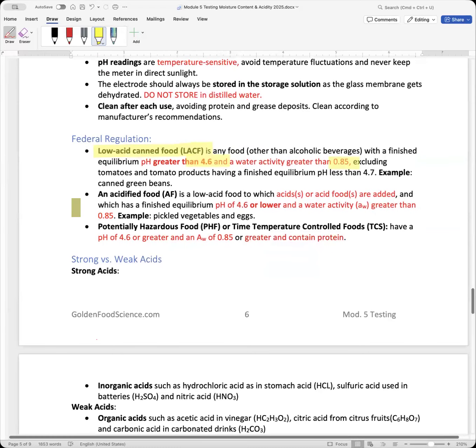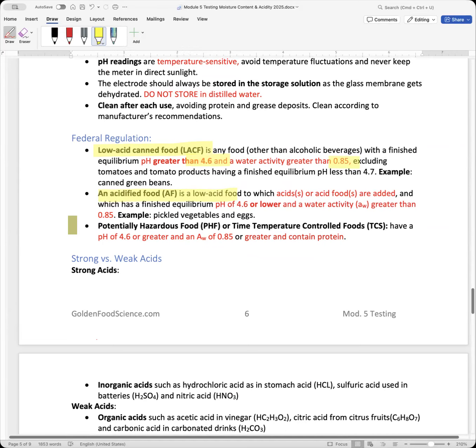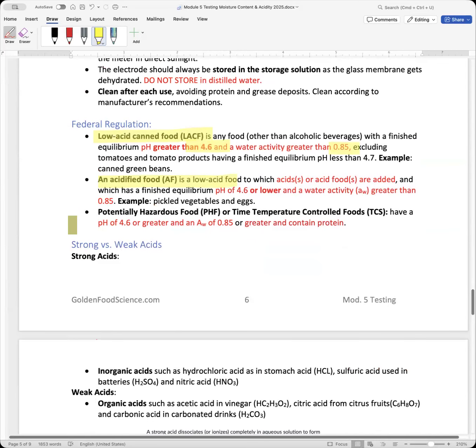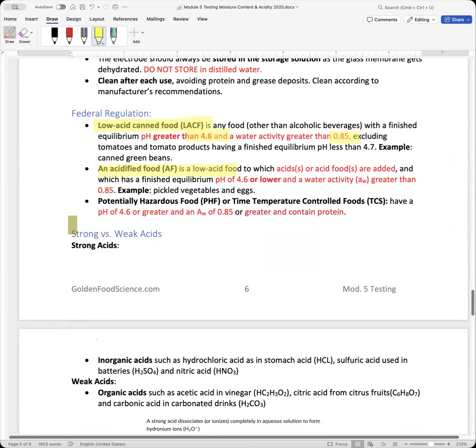An acidified food is a low acid food that has acid added, like pickles. Anything that's pickled or fermented. A potentially hazardous food has a pH greater than 4.6 and a water activity greater than 0.85 and contains proteins.